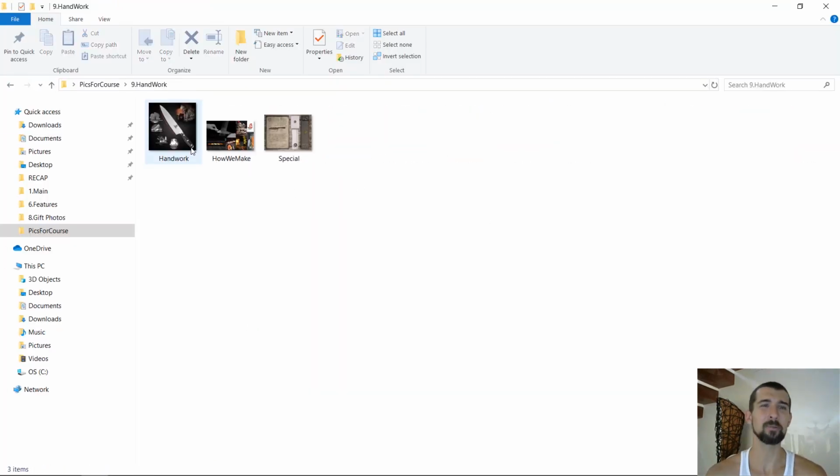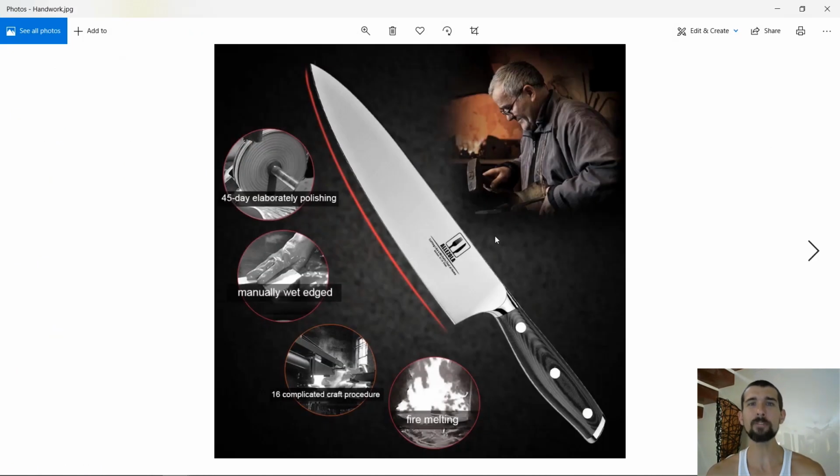What is handwork? Handwork, I really like this one. For example, maybe there's a special way you make your product. Like for this one, for Alizoa knives, you see they have fire melting, 16 convert product precision, manually wet edged. We have a dude here. It shows that this is more of a manual product. It's not a factory creating these knives bam, bam, bam, bam. It's more like somebody sitting there. You see this dude, he's working hard to create this knife for you. That's the idea of these pictures.